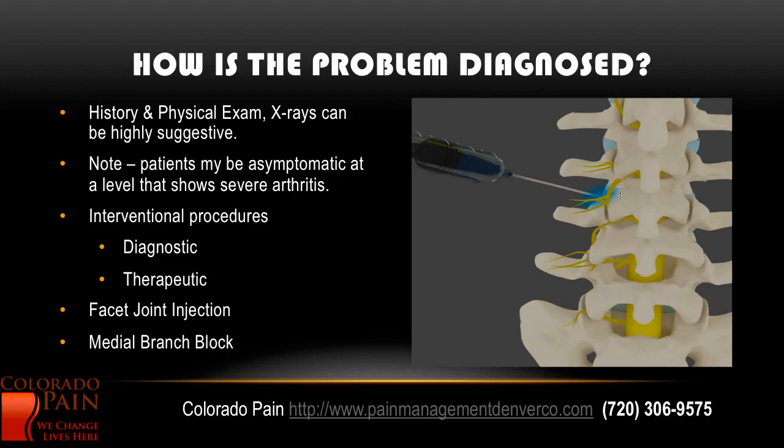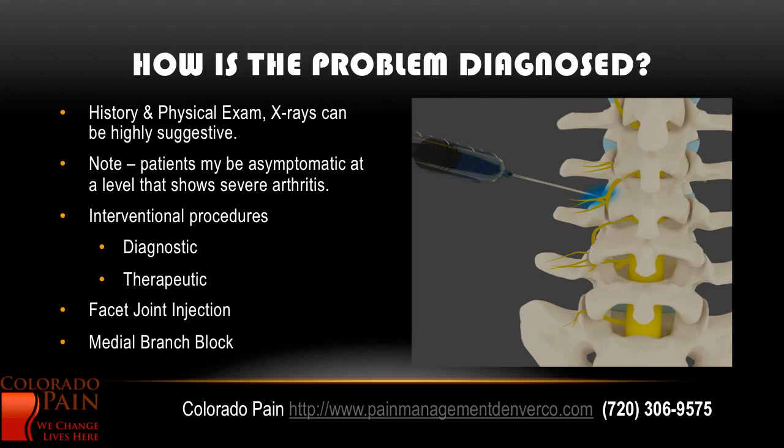This is a medial branch block. These are actually medial branch nerve endings that supply sensation to this joint. So if you block the sensation from those joints, you can get pain relief if they're the cause of pain. So it can be a diagnostic injection, and it also can provide 3 months on average of pain relief. A facet joint injection actually has the same potential, but it's put right into the joint.